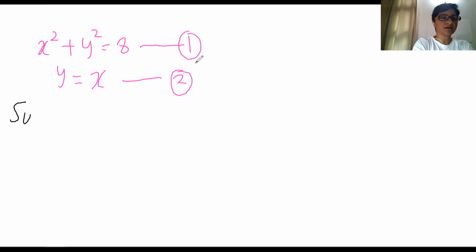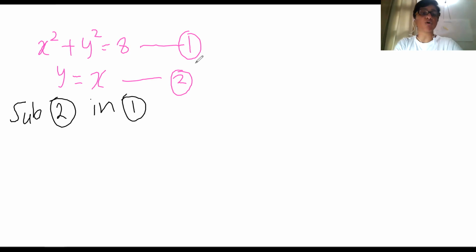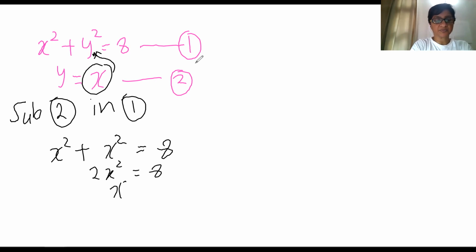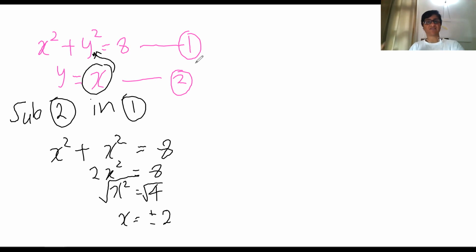Sub 2 in 1, because you have already y equals x. So I will substitute for y in the first equation. I can have x squared, and for y squared, I will have another x squared, equals 8, isn't it? Because y is equal to x. So that is 2x squared equals 8. Then I have x squared equals 4. Then I square root both sides. I have x equals plus or minus 2. So I have two x coordinates, two points, that means.